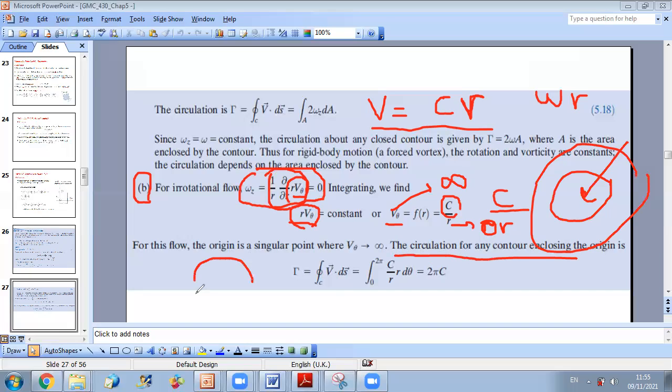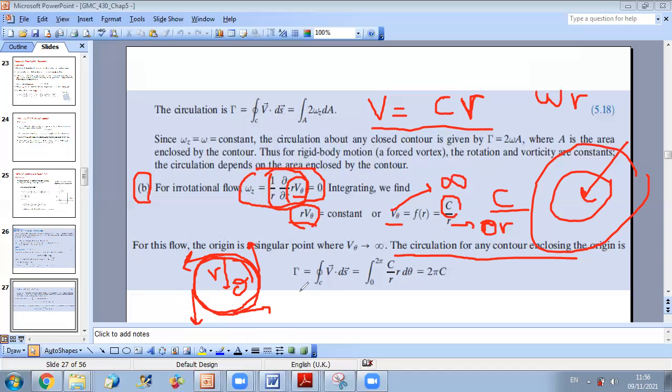if I take a contour enclosing the origin, because here the velocity is only a function of r, not a function of theta, if you take a curve where I have a constant distance from the origin, then all points are at a distance r from the origin. Then v theta will be the same for all of these points, because v theta is only a function of r and not of theta. Okay, and we have proved that for irrotational flow, this velocity is c over r.